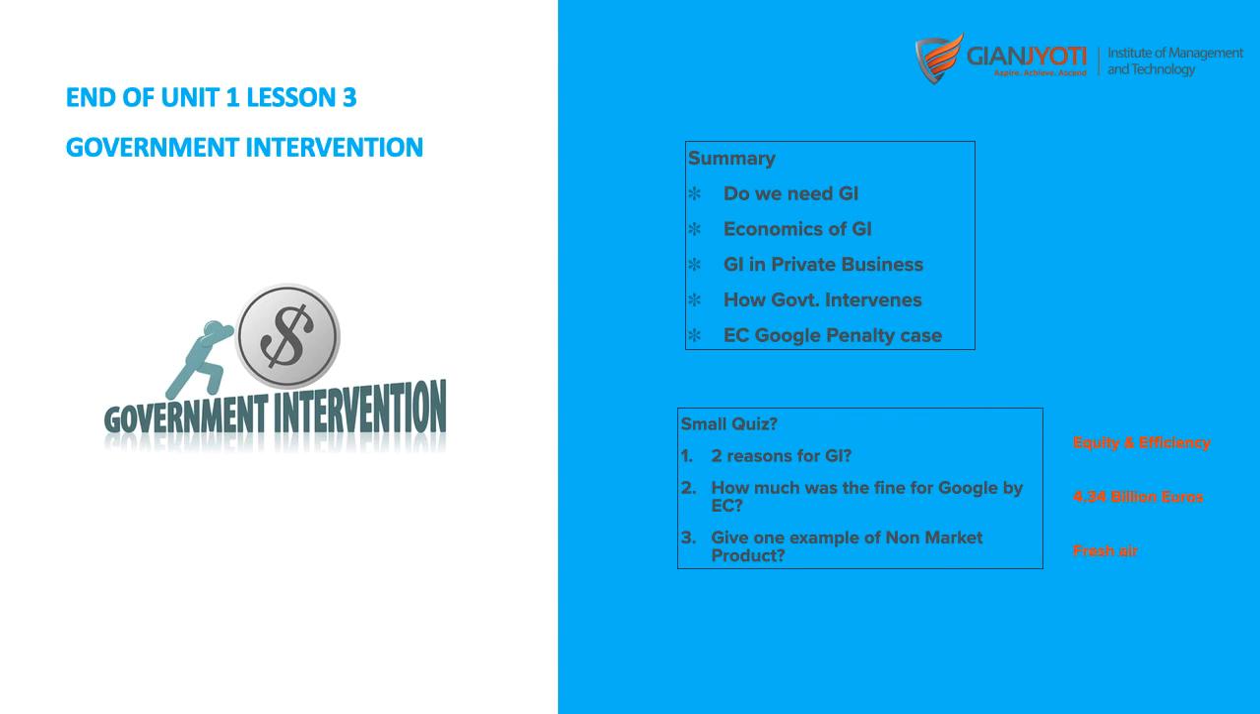You can check the answers. The 2 reasons for government intervention are basically equity and efficiency. How much was the fine? Almost 5 billion, 4.34 to be precise. And the example of a non-market product is fresh air.